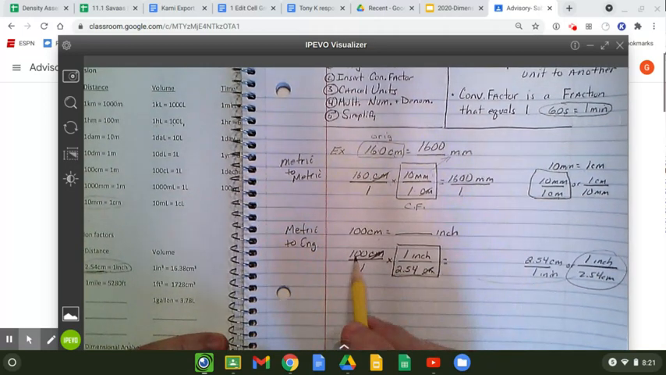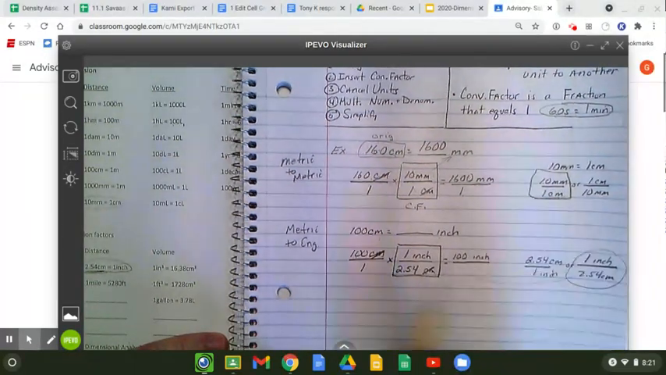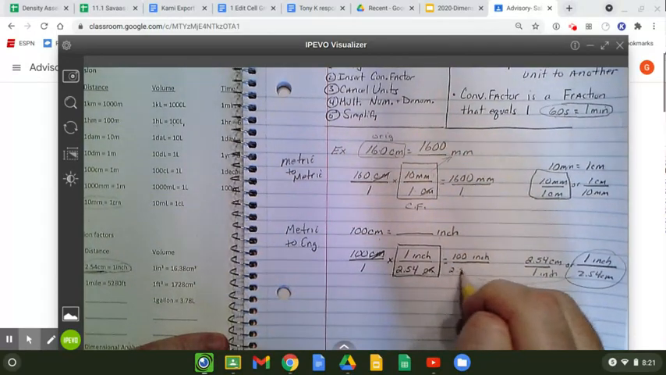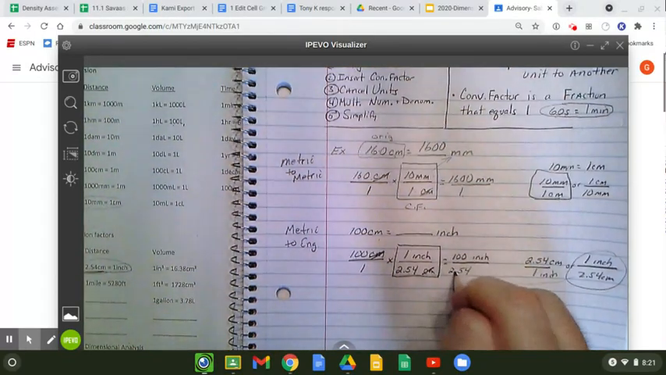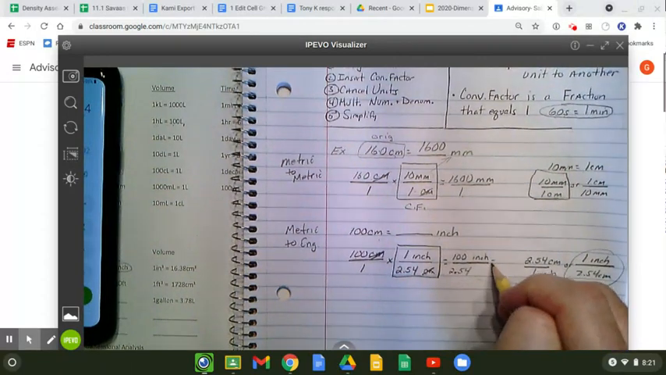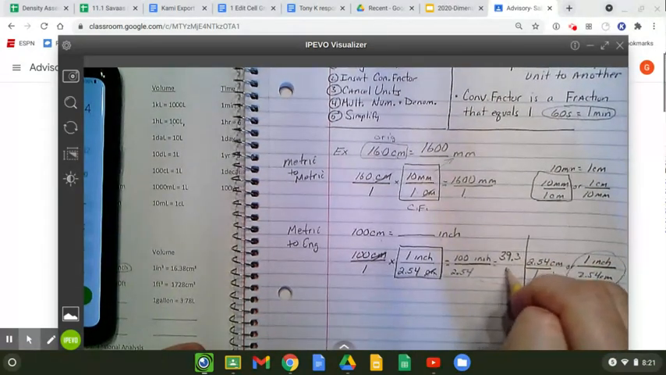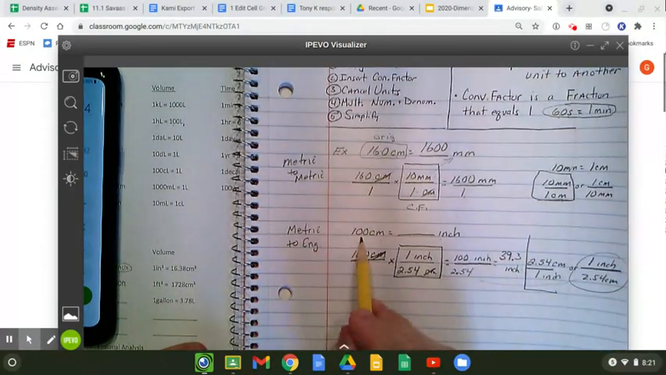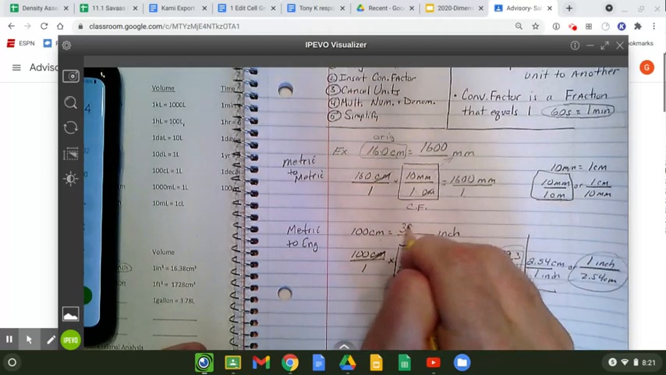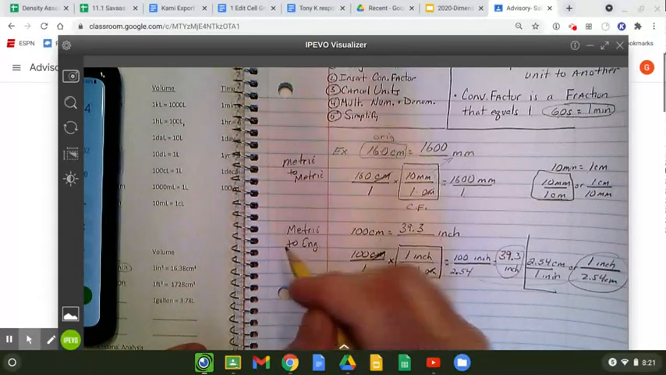Then I multiply across. 100 times 1 is 100. I'm just going to bring the inch over here so that we know what unit we're using. And then 1 times 2.54. Now you probably are not going to be doing that math in your head, but that's fine. I don't want you to. Just use the calculator. So 100 divided by 2.54 gives us an answer of 39.3 inches. So 100 centimeters equals 39.3 inches. Okay, metric to English.